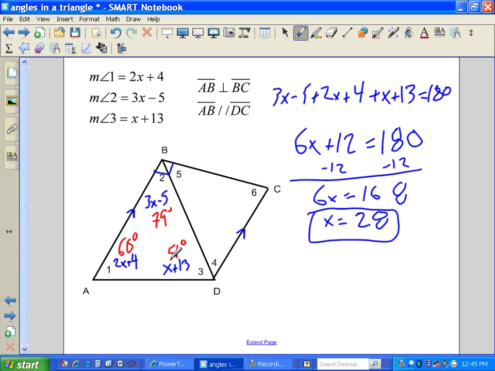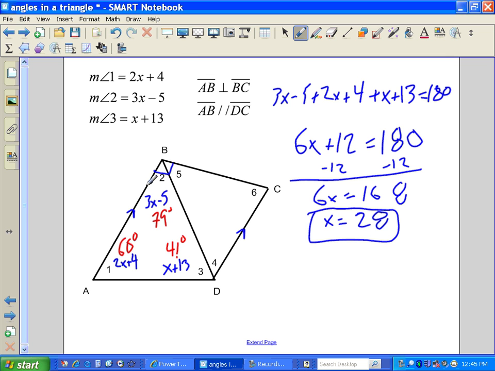Let me check my work, because these should add up to 180 degrees, right? So this is 120, 130 plus 60 is 190. Uh-oh, somewhere we made a mistake. 28 plus 13 is actually 41, isn't it? It is. Oops, eraser. It's good when we make a mistake, really it is. So 41. And that's why we check our work. I didn't do that on purpose.